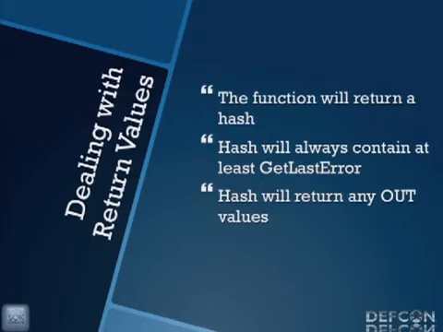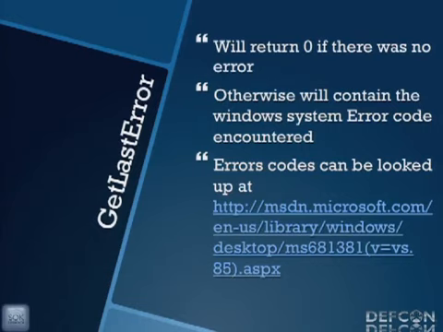For anyone who's not familiar with GetLastError, it'll return an error code of 0 if everything went fine. Otherwise, you'll get a system error code, and there's a nice handy MSDN page where you can look up what any of those mean. I recommend that everyone have that page bookmarked because it's super, super useful. I reference it all the time.